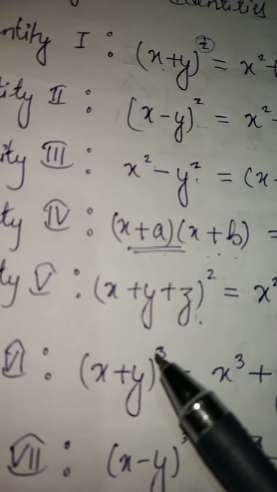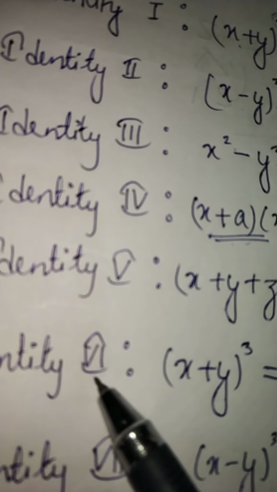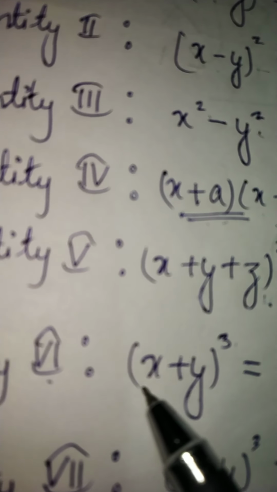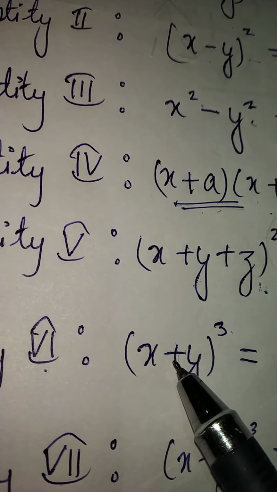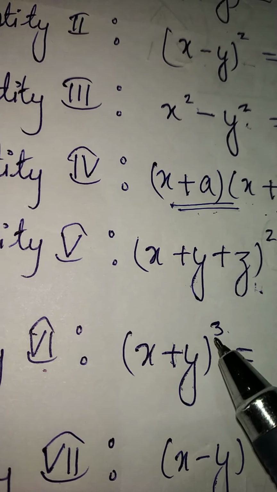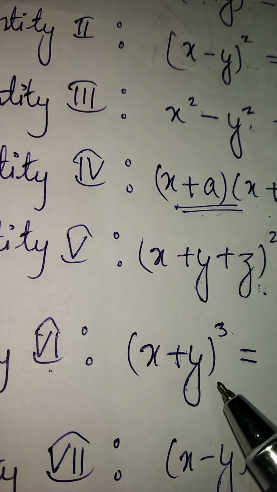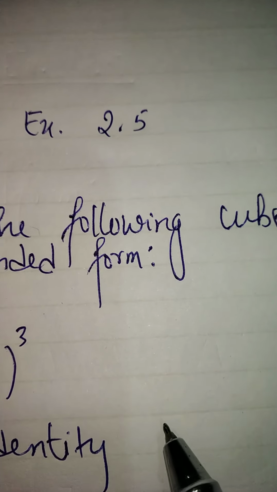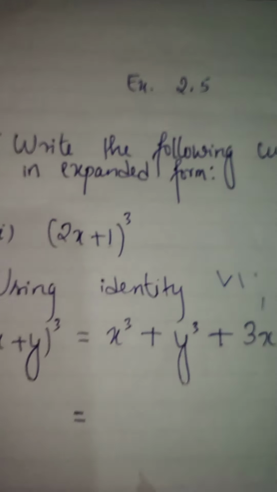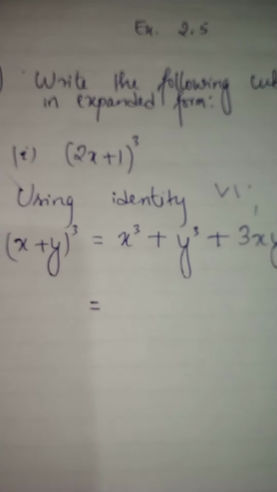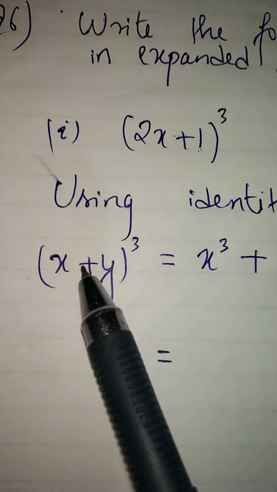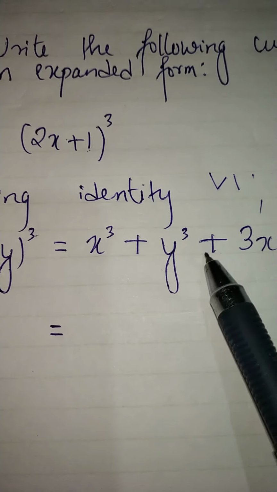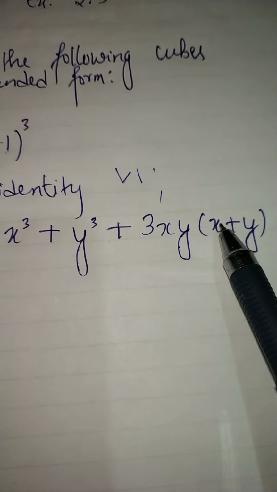Okay, so now the next identity is your sixth identity. In the sixth identity you have (x + y) whole cube. There are two terms and there is a plus sign between them, and there is a cube also. That means the sixth identity should be used. So I'll write down using identity 6. Your sixth identity is (x + y)³ = x³ + y³ + 3xy(x + y).